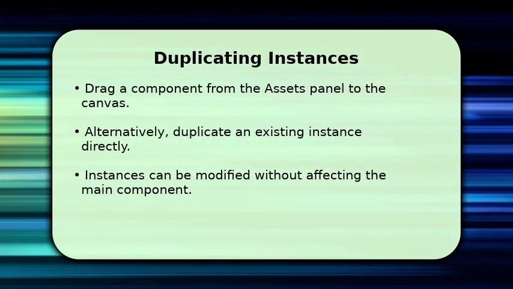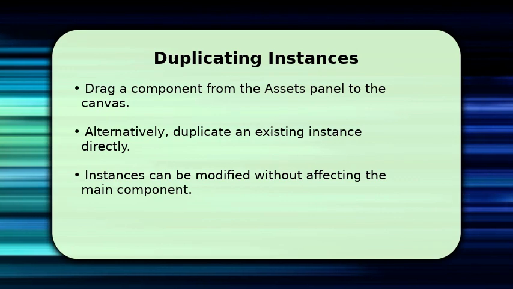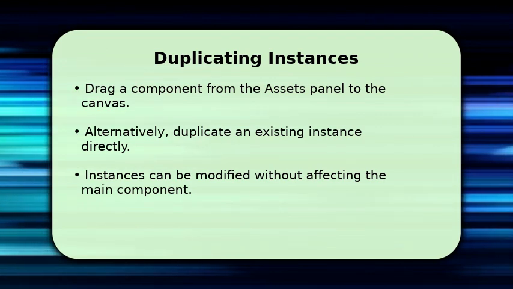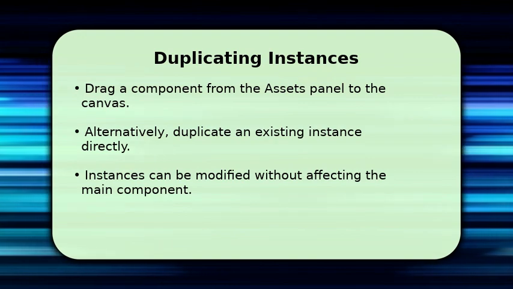Now that you have a main component, creating instances is straightforward. Open the Assets panel on the left sidebar and drag your component onto the canvas. Each time you drag it, you create a new instance. You can also select an existing instance and duplicate it using Command-D or Control-D. Remember, you can override properties like text or color on an instance without altering the main component.